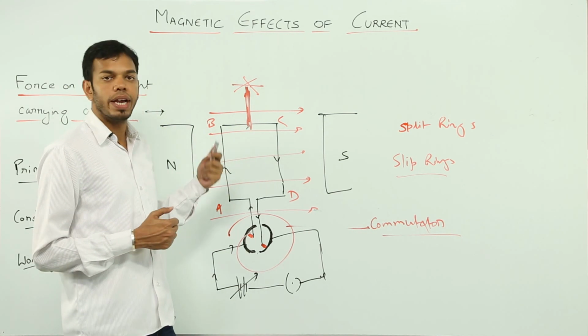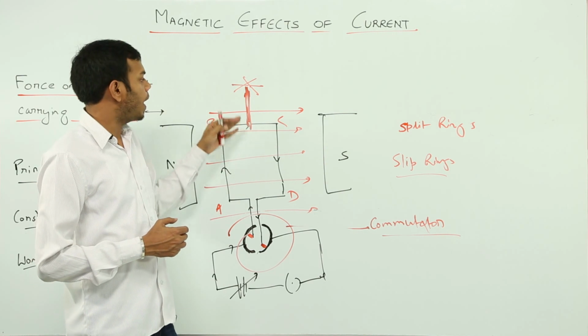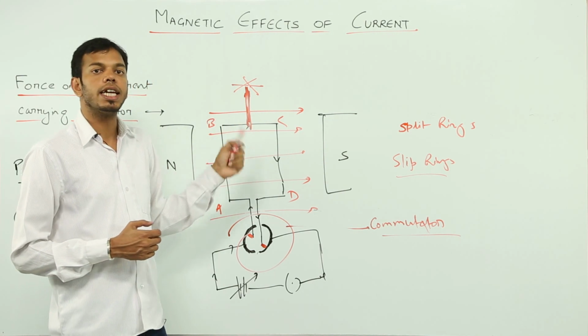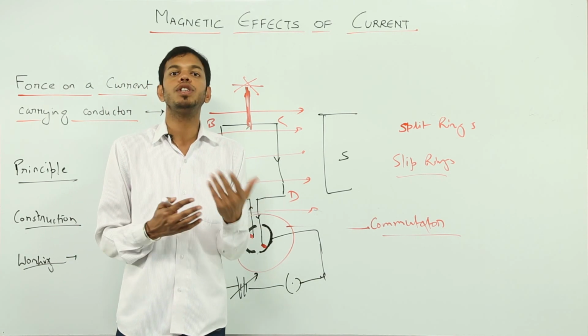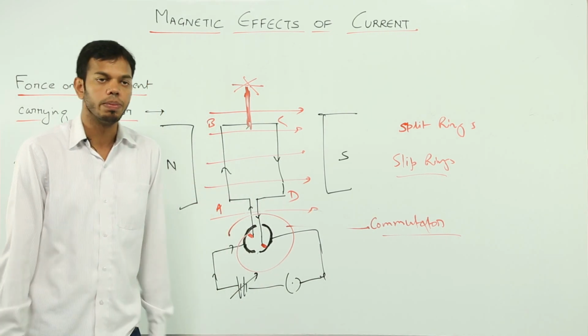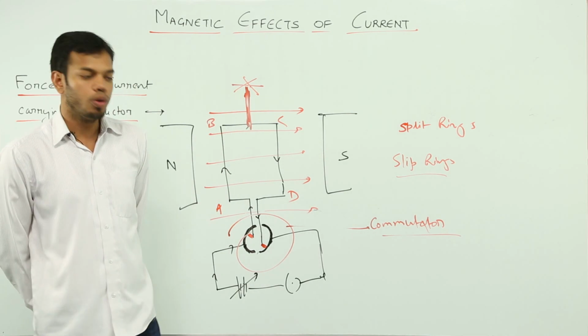Now what do we make out of it? What do we do with this? The part of the armature coil which is rotating is connected to whatever we have to rotate. For example, grinder blades, fans, anything which rotates, or a DC motor simply. So this is the basic DC motor. Alright.